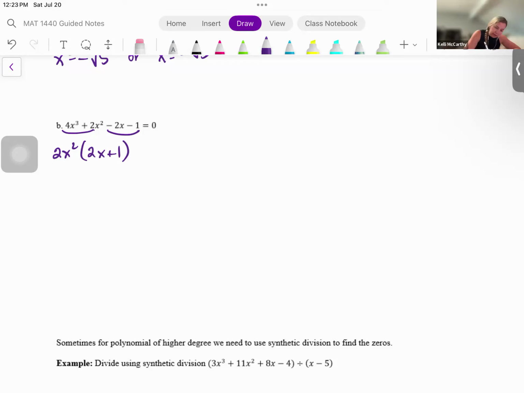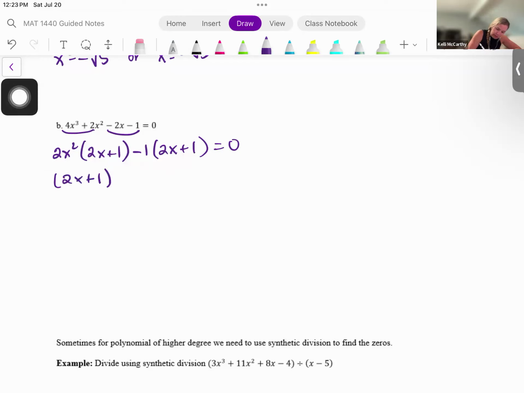From our second grouping, we can factor out a -1. And we're left with 2x plus 1. And we know that we've been successful with factoring by grouping when these two factors are the same. Since we have a like factor of 2x plus 1, we can factor that out. And our second factor is going to be 2x squared minus 1 equals 0. And now we have two factors. We can set them both equal to 0 to solve. 2x plus 1 equals 0, or 2x squared minus 1 equals 0.